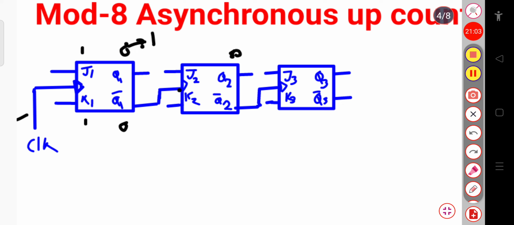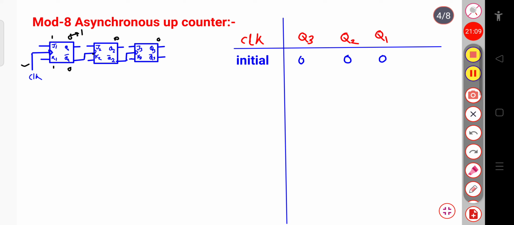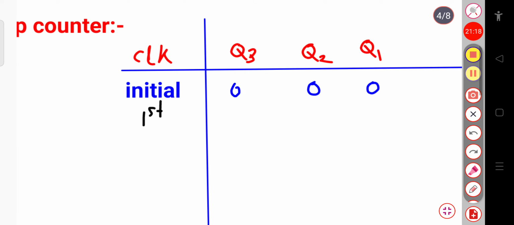And also here Q3 will be equal to 0. So for the first clock pulse, Q1 will be 1, and Q2 and Q3 will be 0, 0. Now for the second clock pulse, let me write here.